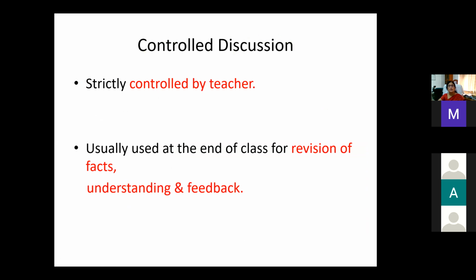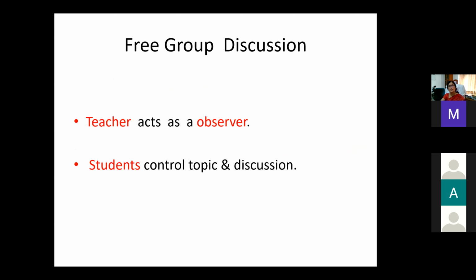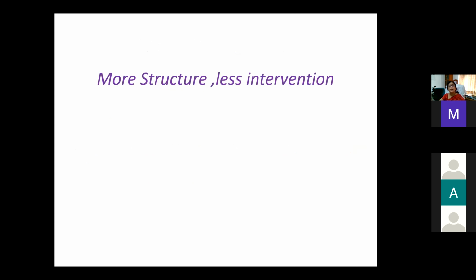So this controlled discussion is strictly controlled by the teacher and usually used at the end of the class, for revision of the facts, understanding, and taking the feedback. So that ultimately at the end, we can do this. And in free group discussion, the teacher will act as an observer and students will control the topic and the discussion. So for a nice group discussion, we have to give more structure and you should be giving less intervention.